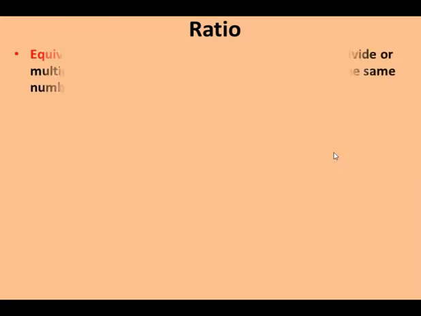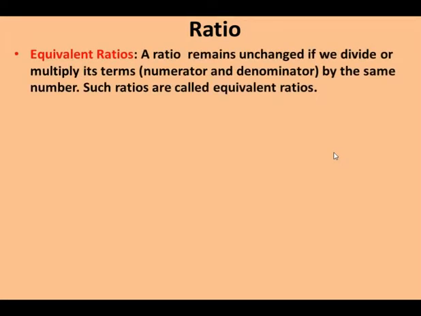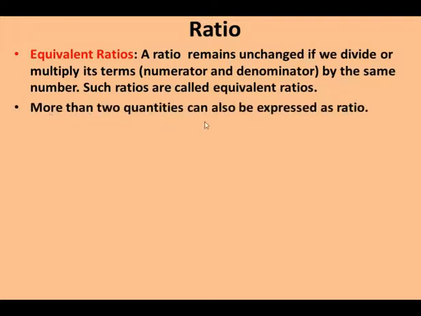Then we have equivalent ratios. So what are equivalent ratios? A ratio remains unchanged if we divide or multiply both terms, that is numerator and denominator, by the same number. Such ratios are called equivalent ratios. More than two quantities can also be expressed as ratios.